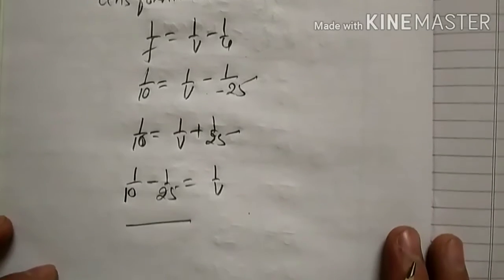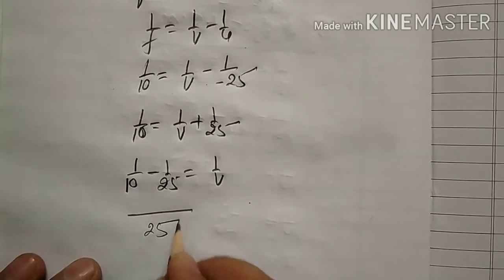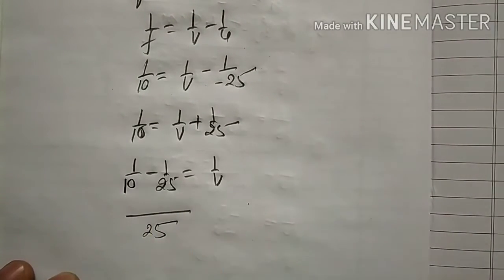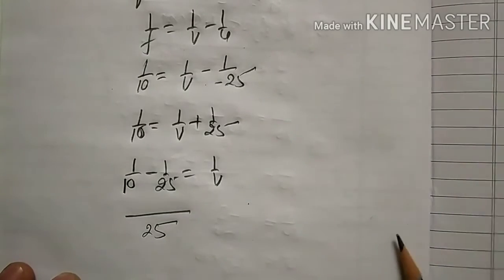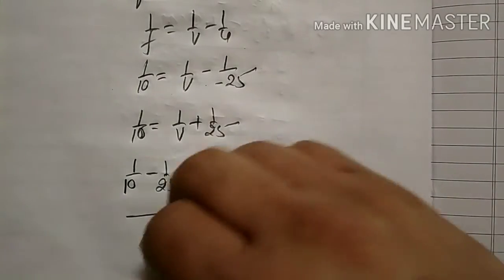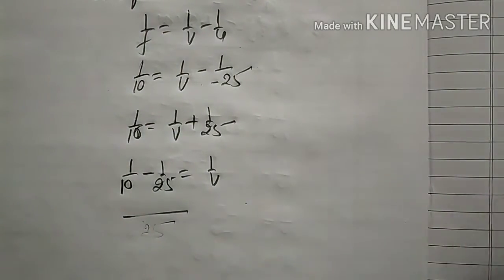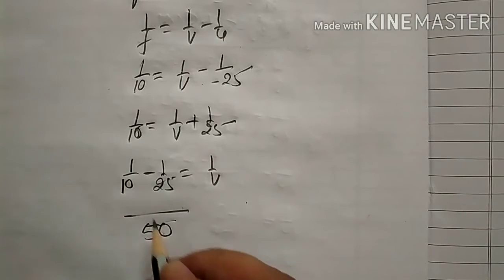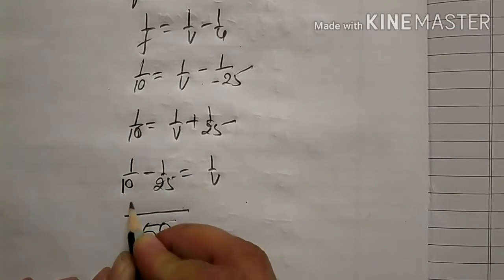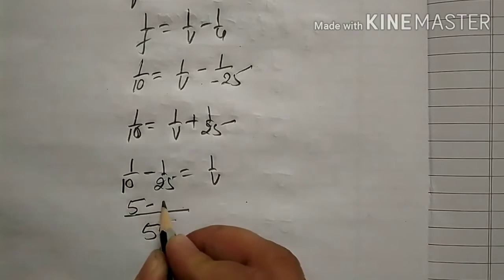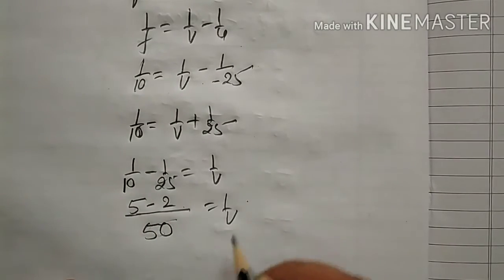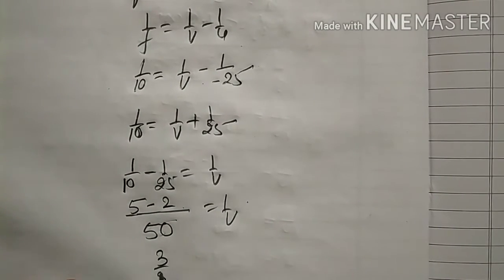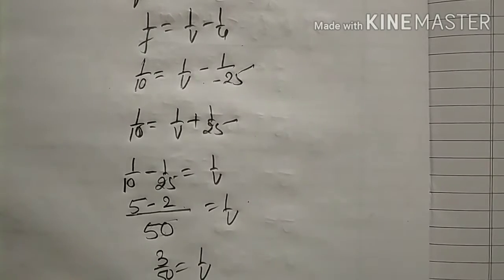LCM of this will be, sorry, LCM will be 50. By mistake I wrote 25. LCM will be 50 of this. So when we divide 50 by 10, what will come? 5 will come, and what will come? 2 will come. So 5 minus 2, 3 by 50 equals 1 by v.